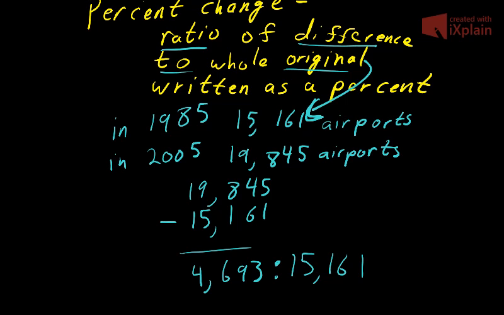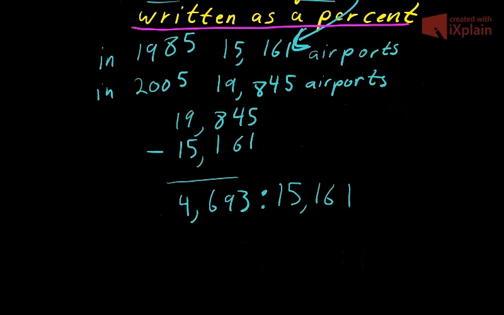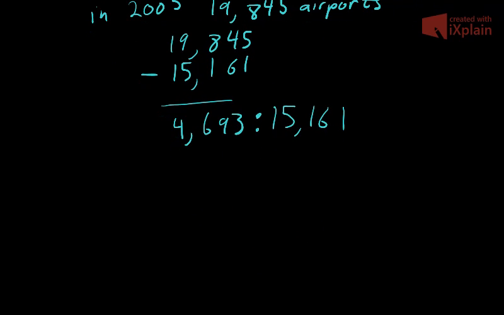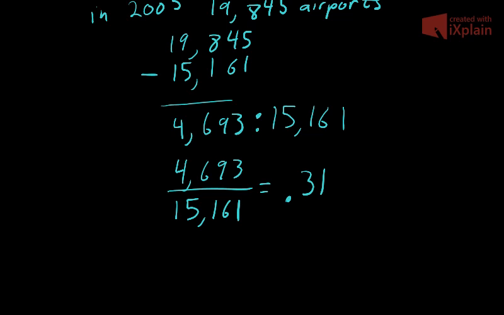So now I just got one more thing I have to do, and that is written as a percent. So I have to write this thing as a percent. So we know how to write ratios as fractions. What that's going to look like is 4,693 divided by 15,161. And that, if I plug it into a magic box, ends up giving me 0.31-ish. And to get this decimal to a percent, we just multiply by 100. So that's the same as 31 over 100, which is the same as saying 31%.